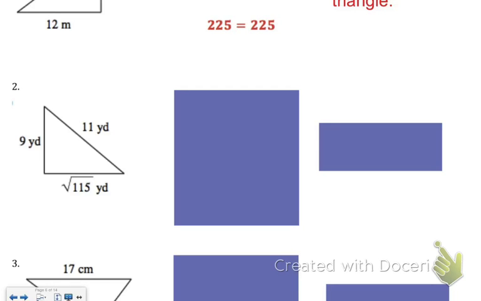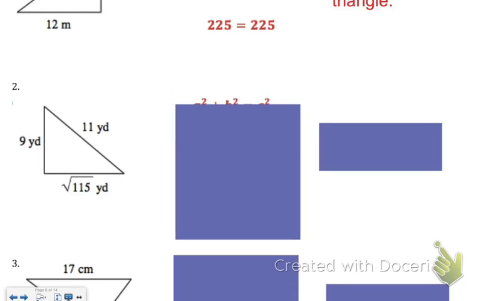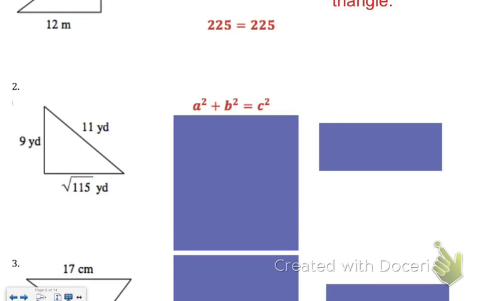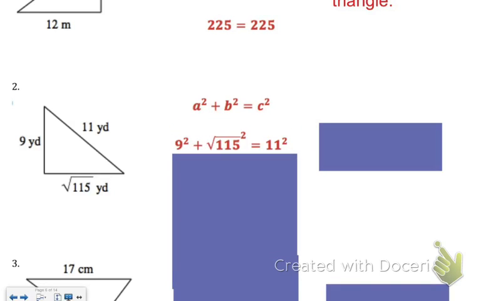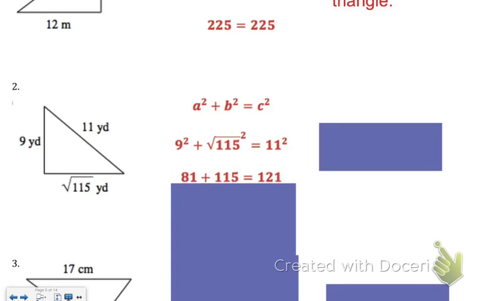As we did in the last example in number 1, we're going to write down the formula for the Pythagorean theorem, and we're going to substitute the two legs and the hypotenuse for a, b, and c. So for our two legs, we would have 9 and the square root of 115. So it'll look like this. Make sure that you write down that square root symbol as well, is equal to 11 squared. Now notice what happens when you square a number that has a square root symbol.